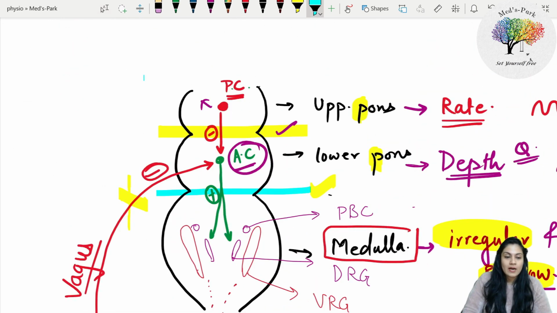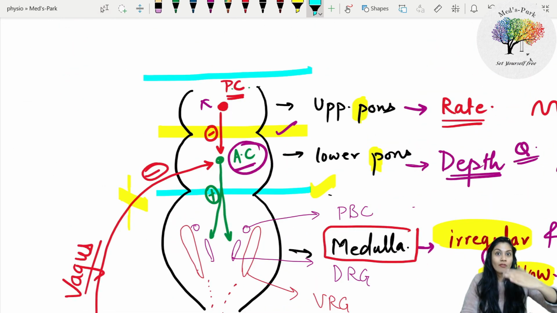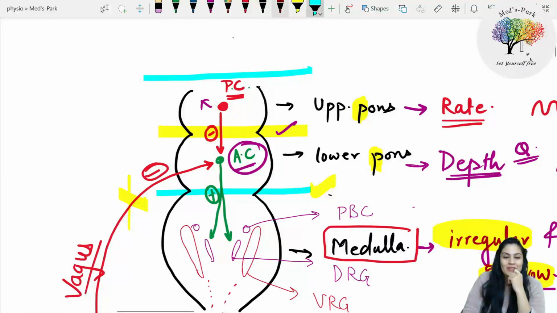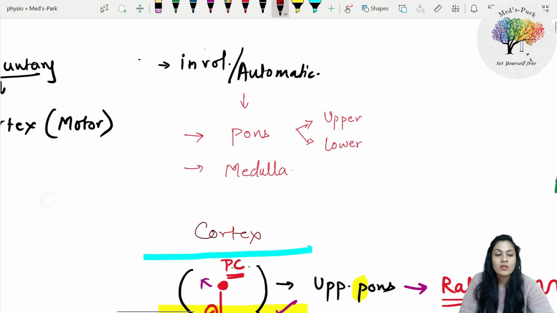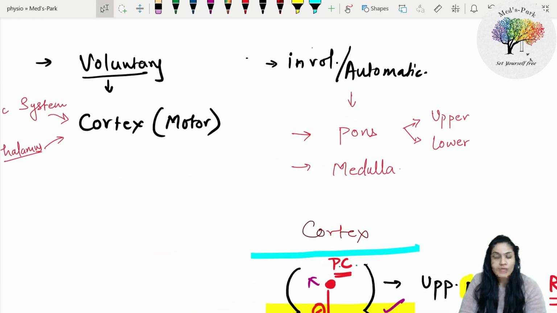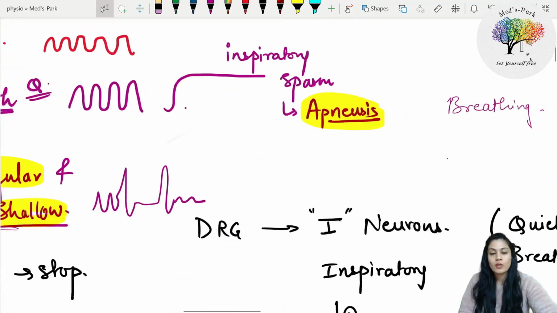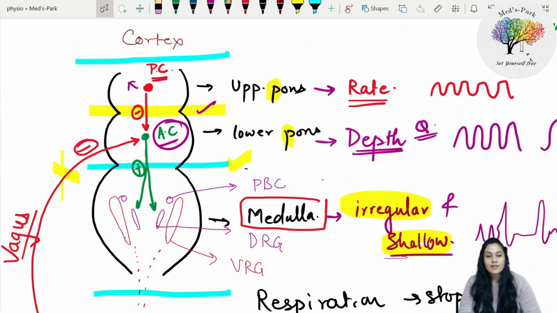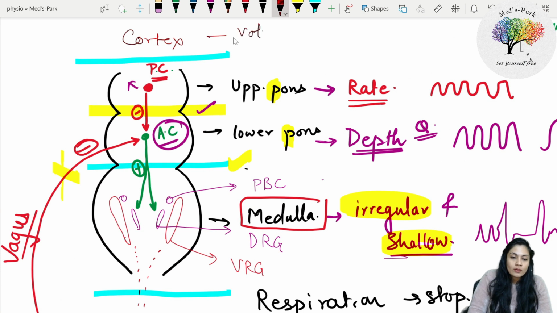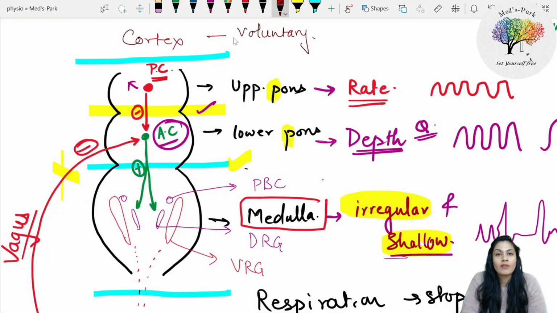Now, what if I ask you that the lesion is above the pons? What will happen? Now, remember, above the pons we do have the cortex, right? And in the beginning of the lecture, we learned that the cortex is responsible for the voluntary control. So obviously, if the lesion is below the cortex, the voluntary control will be gone. So there is no voluntary control, but the regulation will occur very, very smoothly without any problem, right?